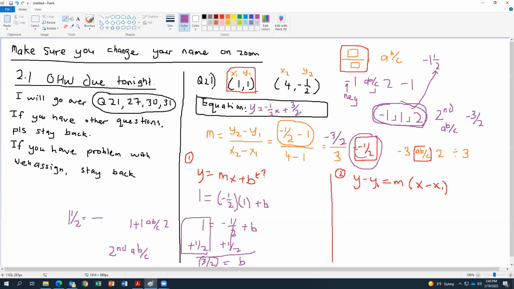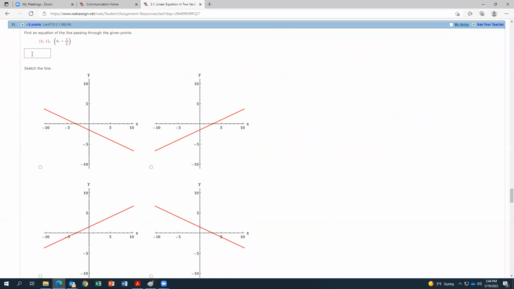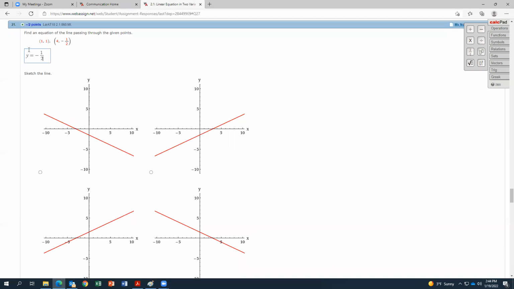Now make sure when you type this in your homework, your y and the x have to be lowercase. So when I type here, your y and x have to be lowercase, so it should be y equals negative 1/2x, all lowercase, plus 3/2. So this is how you type your answer here. So make sure they are all in lowercase.